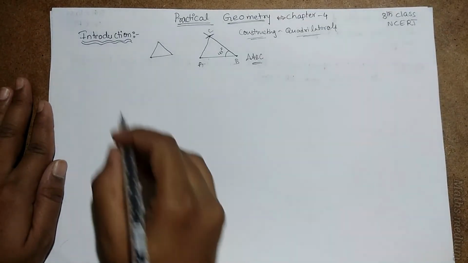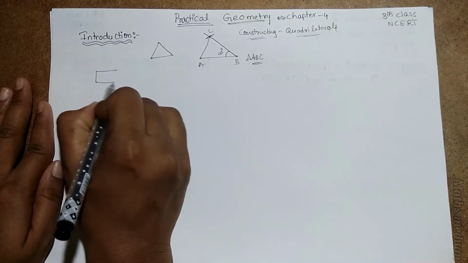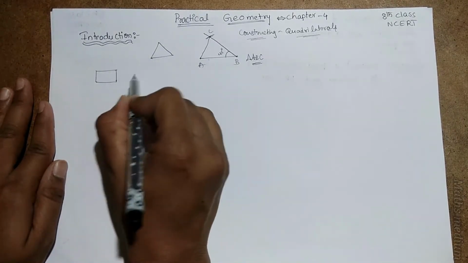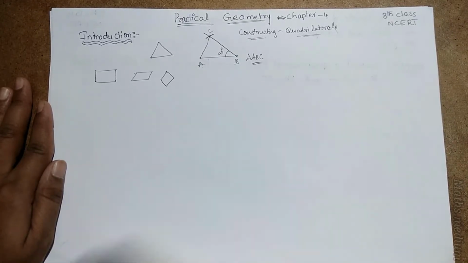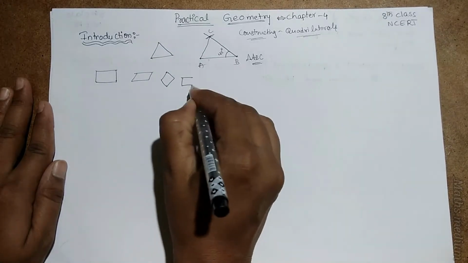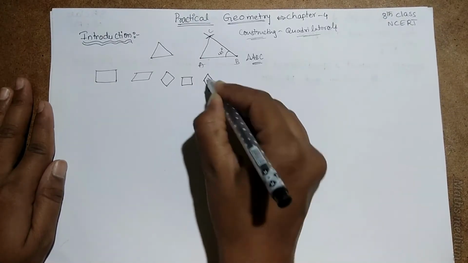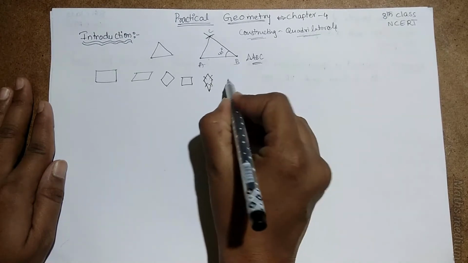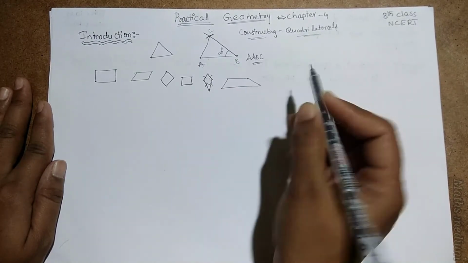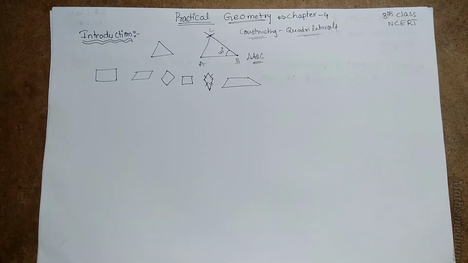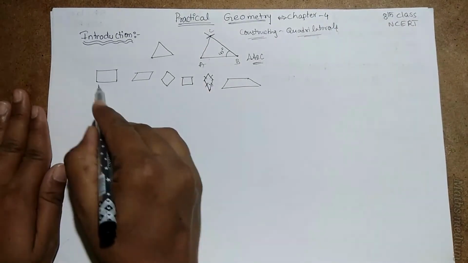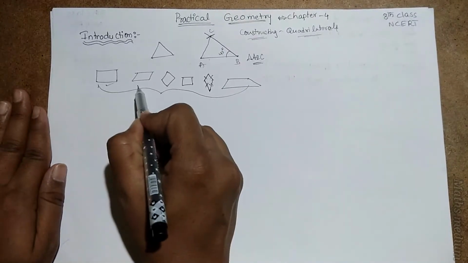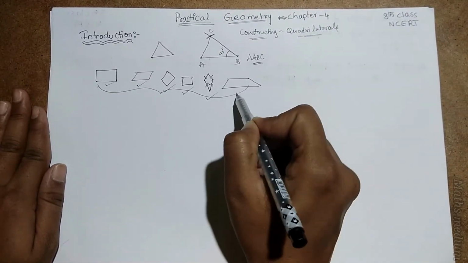But coming to the quadrilateral, we have four sides and four angles. So this is one type of quadrilateral, and this is also one type of quadrilateral. This is also another type of quadrilateral, and square is also, and there is a kite also. This is a special type of quadrilateral, and trapezium. So these are the quadrilaterals we already learned in our previous classes and previous chapter also. So in this chapter we are going to learn about the construction of quadrilaterals. Those are rectangle, parallelogram, rhombus, square, kite and trapezium.